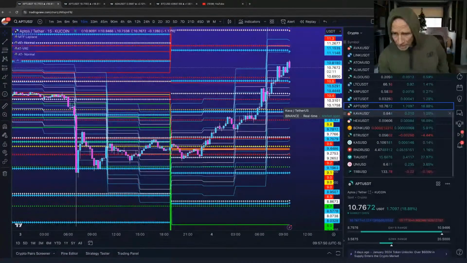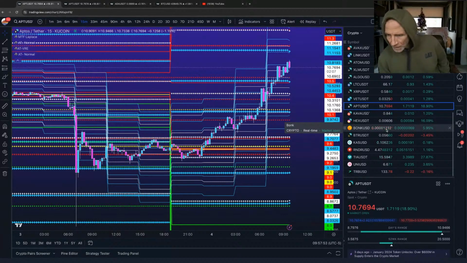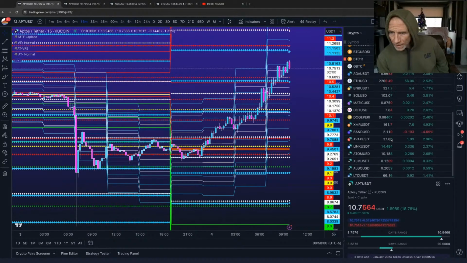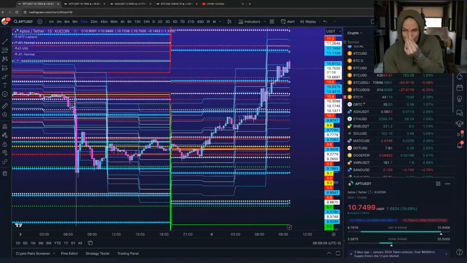Damn, that's more airtime than I've given Aptos in a long time. There goes Bonk. Bonk up 6% now. This Kia up 27.76. Jeez Louise. And I think Aptos for the day anyway, probably going to pull back now.